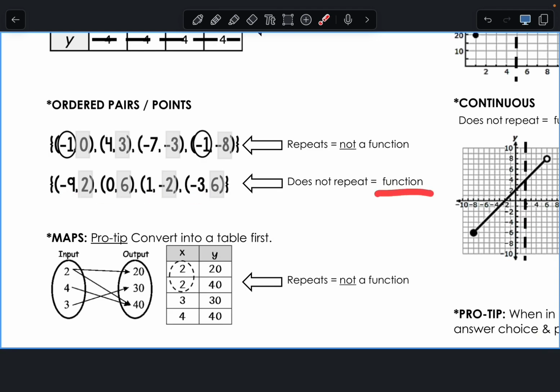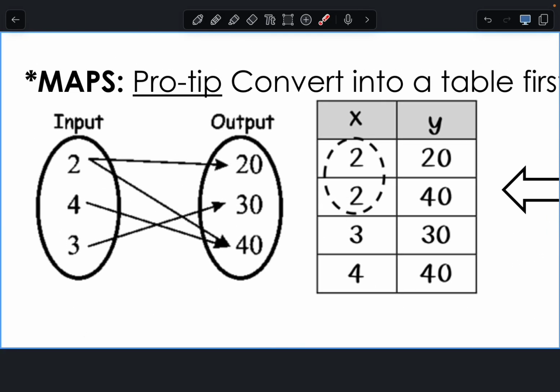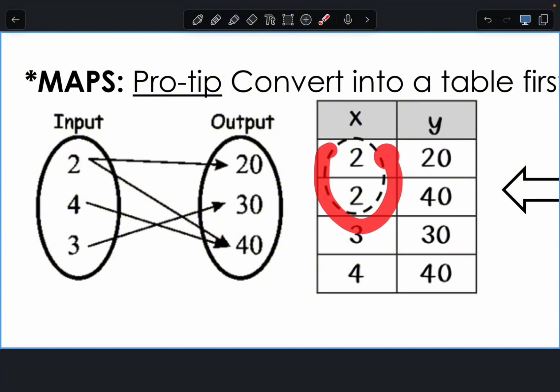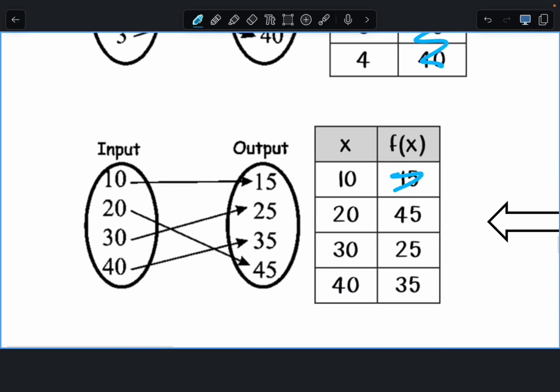Maps can be confusing because of all of the arrows, but every single arrow connects to numbers. If you look at the very first map, you're connecting 2 with 20. The second arrow connects 2 with 40. You'll notice that the 2's repeat. So pro tip, convert the map to a table first. That way you scratch out your y values and you'll notice that your x values are repeating in the first one. In the second one, scratch out your y values. None of these numbers are repeating. So that one is a function, okay?